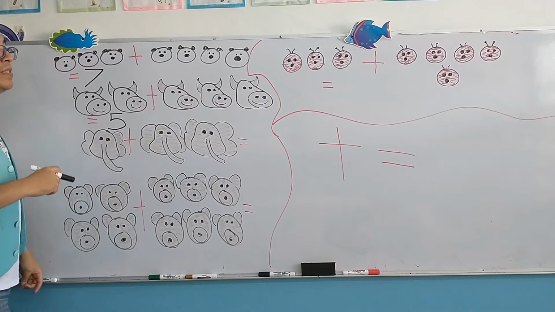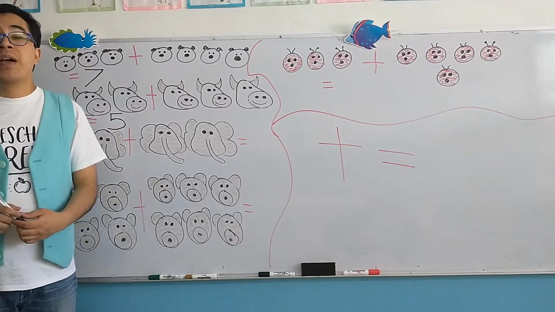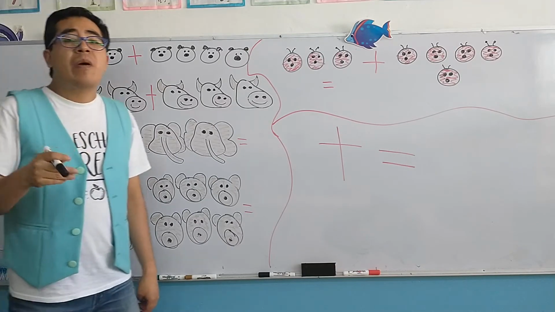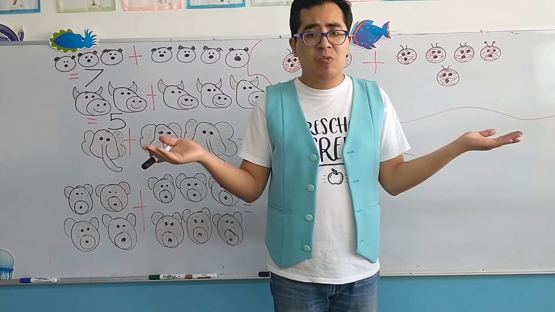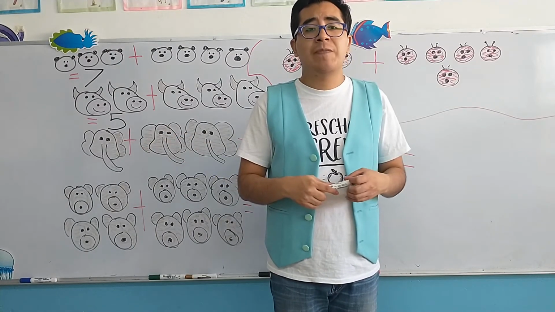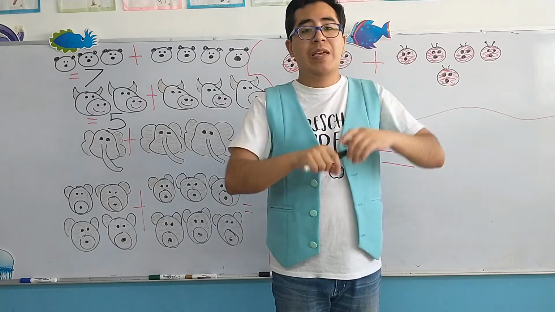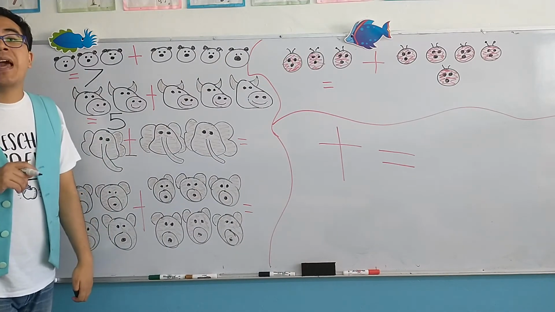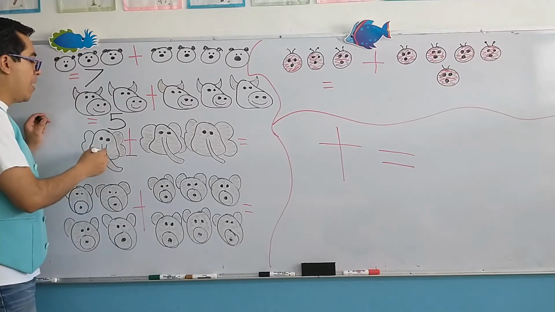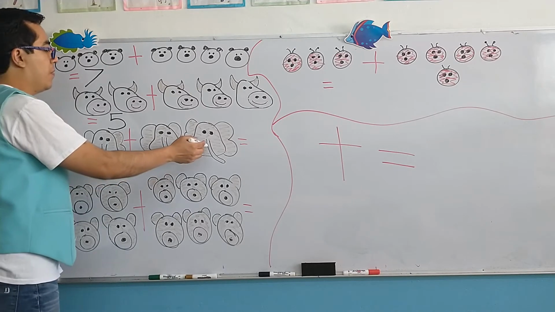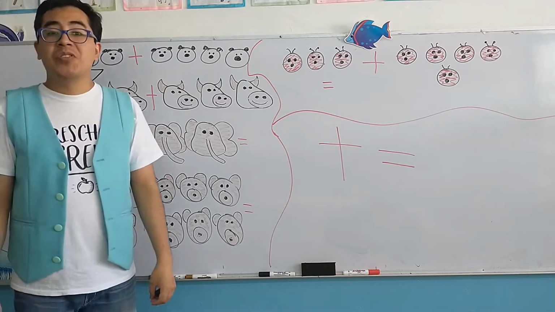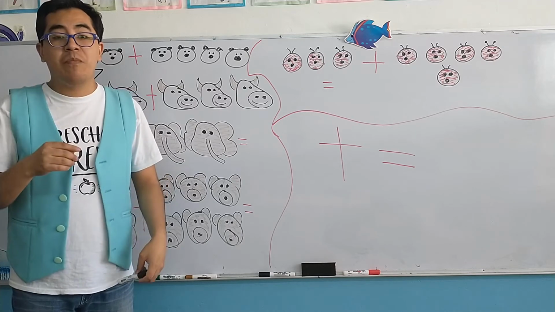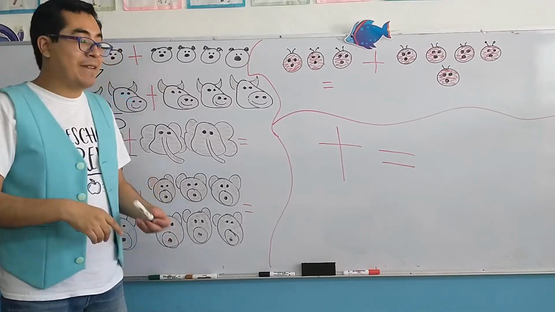Let's continue with the elephants. Okay, remember, once again, we have to be very careful and recognize the symbol. Remember, what's the symbol for the additions? ¿Cuál es el símbolo que vamos a ocupar para las sumas? The plus symbol, el símbolo más. Okay, which is right here. So, let's count all the elephants. 1, 2, 3. So, the result, number 3. Now remember, the number 3 is a number that looks like a snake.